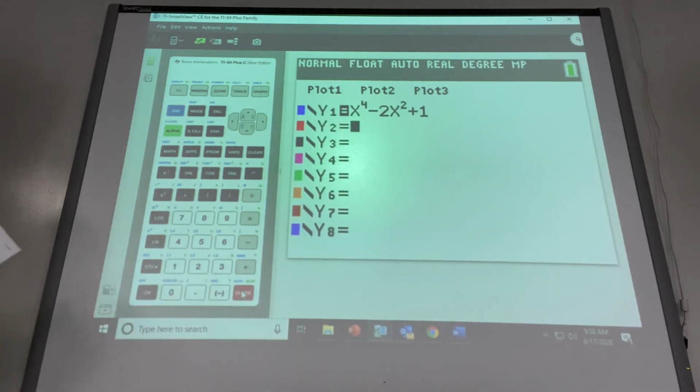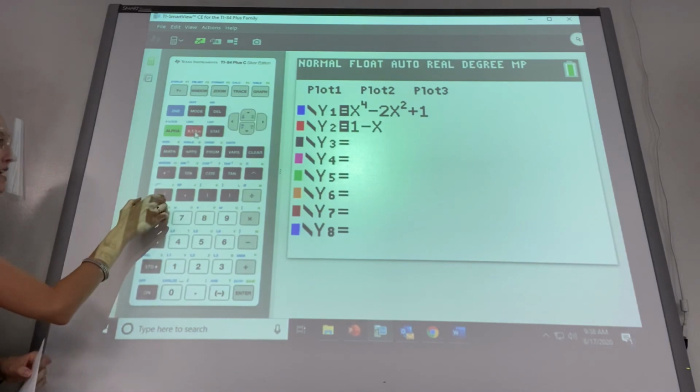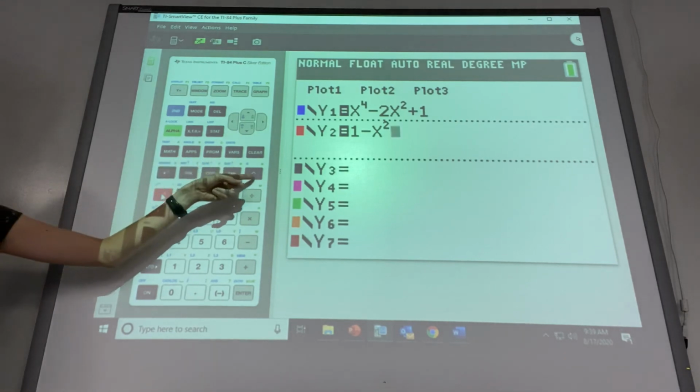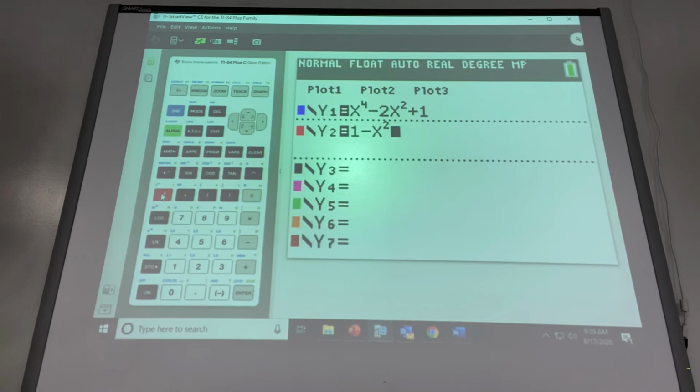All right, next line here. This is just a 1 minus x squared. If you've never used the graphing calculator before, the x squared is right under the mode button, so you've got your square over here on the left. If you need any other kind of exponent, you can use the little arrow looking button.